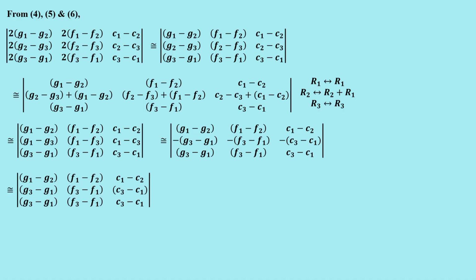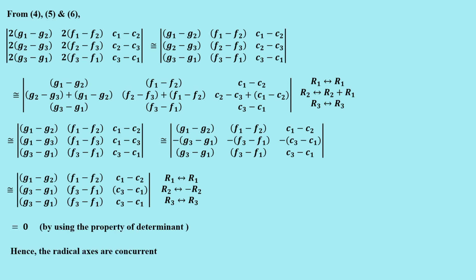So row 2 and row 3 are equal, therefore from the properties of determinants the value is equal to 0, right? Therefore the radical axes are concurrent. Thanks.